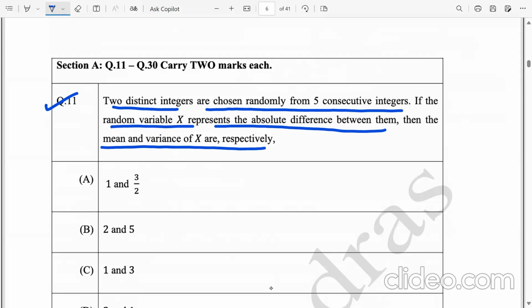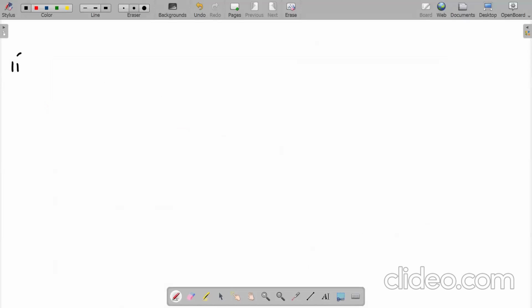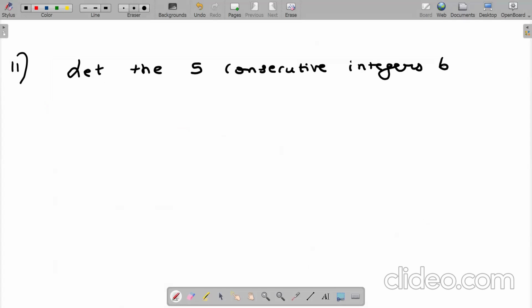If I quickly come to the whiteboard to solve it, we are looking at question number 11. Let the 5 consecutive integers be 1, 2, 3, 4, and 5. Obviously, students can take any other 5 consecutive integers. You could have taken 2, 3, 4, 5, 6, or 3, 4, 5, 6, 7. For simplicity, I have taken 1, 2, 3, 4, and 5.